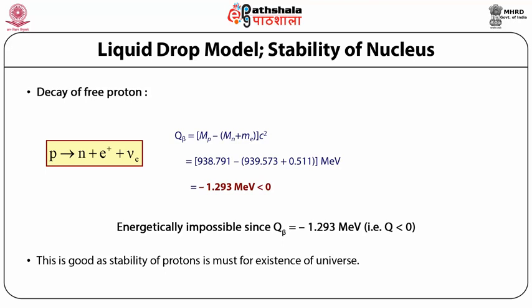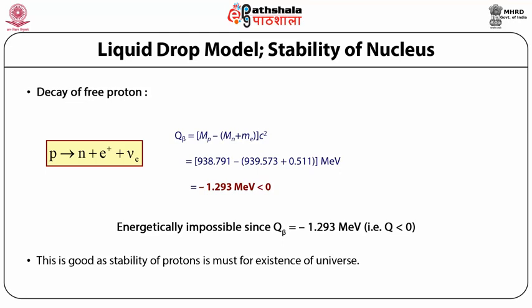The Q value for this decay is minus 1.293 MeV, which is less than 0. Less than 0 means it is energetically impossible, since Q beta is less than 0. So what does that mean? It means that a free proton does not decay at all. So a free proton does not decay means the proton is a stable particle. It does not decay into a neutron if it is in the free state.